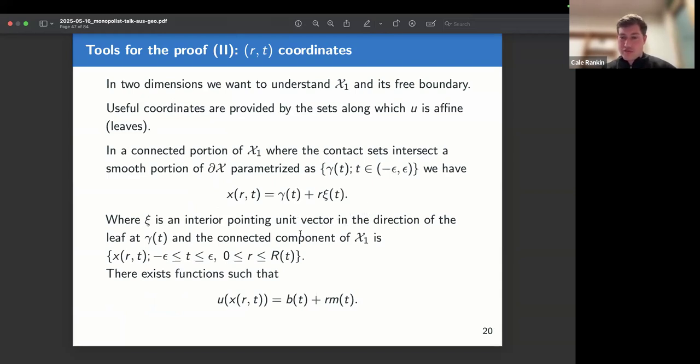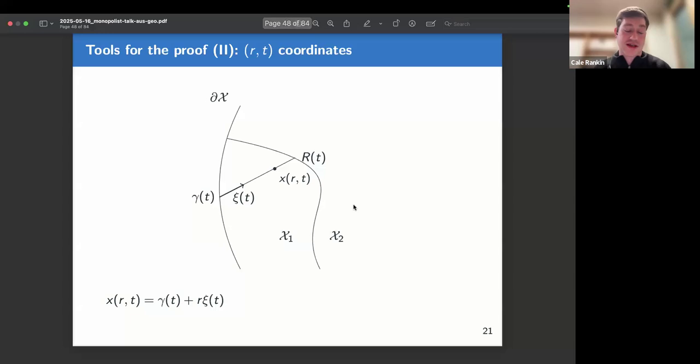For a connected portion of x1, the set where you're affine, and a smooth portion of the boundary, parametrized by a curve gamma of t, we're going to choose coordinates r of t, satisfying x of r, t is equal to gamma of t plus r z of t, where z is the direction of that point and r is your distance along it. The maximum distance you can move along it before hitting x2 is capital R of t, and that function capital R of t defines our free boundary. So studying capital R of t is what we want to do to study the free boundary.